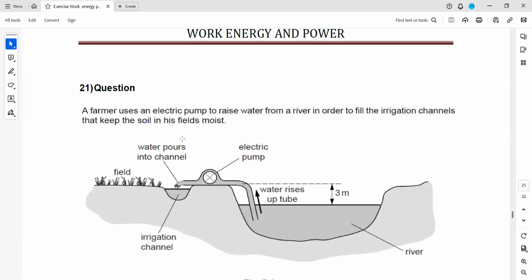Next question, again, it's a work, energy and power question. So you will find the whole exercise about this. A farmer uses an electric pump to raise water.